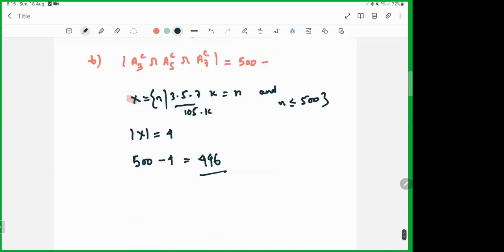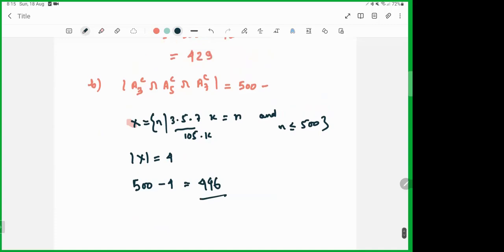Have you got where you are wrong in this argument? Because the answer should not be this one. In the argument, I'm just using the principle of inclusion and exclusion. Then you can just put in the formula. So this is 500 minus the cardinality of A3. The cardinality of A3 is 500 divided by 3, greatest integer function. Similarly, this is 500 by 5 greatest integer, and 500 by 7 greatest integer.